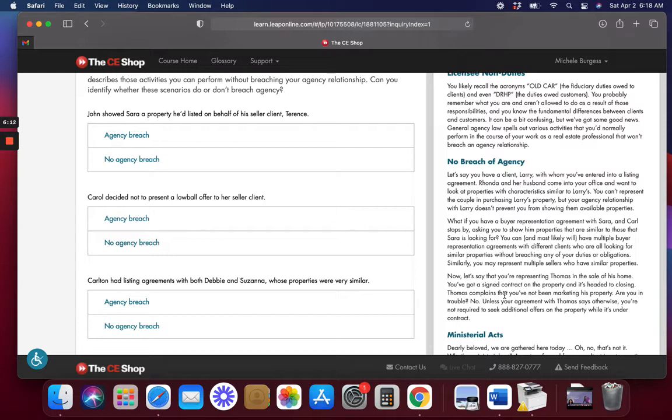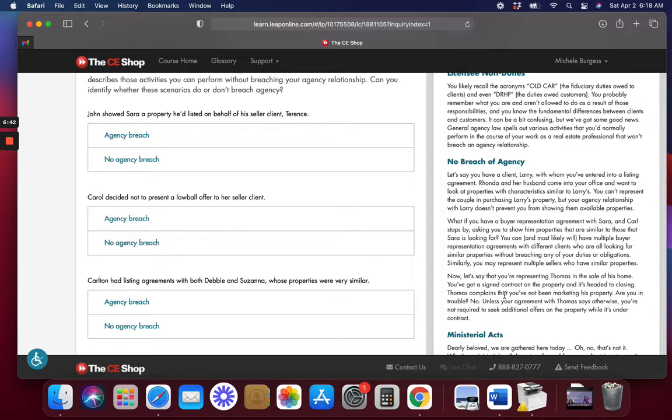You can't represent the couple when purchasing Larry's property, but your agency relationship with Larry doesn't prevent you from showing them available property. What if you have a buyer representation agreement with Sarah and Carl stops by, asking you to show them properties similar to what Sarah is looking for? You can, and most likely will, have multiple buyer representation agreements with different clients who are all looking for similar properties. It doesn't necessarily mean they're all going to pick the same house, okay?